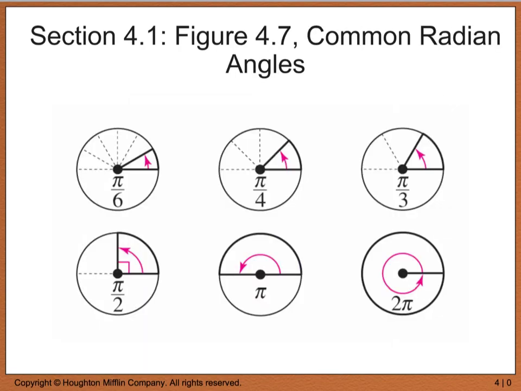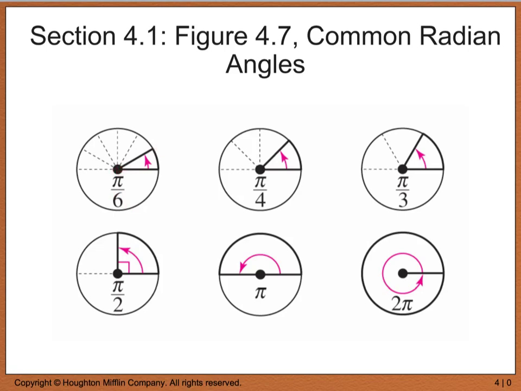And if one circle is 2 pi radians, then half of my circle is going to be pi radians. So when I'm looking at pi over 6 radians, I'm going to take my top half, or pi radians, and divide it by the number that's in my denominator. So in this case, I have pi over 6.